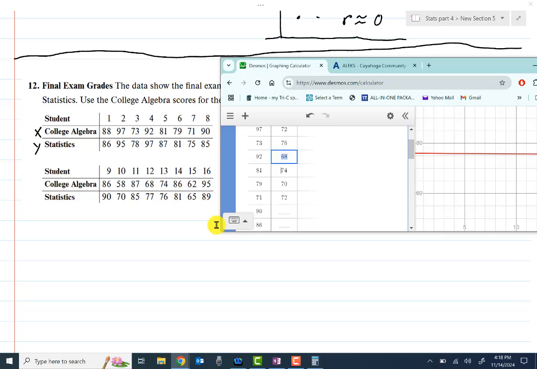Now let me get my y values in. 86, 95, 78, 97, 87, 81, 75, 85, 90, 70, 85, 77, 76, 81, 65, 89.